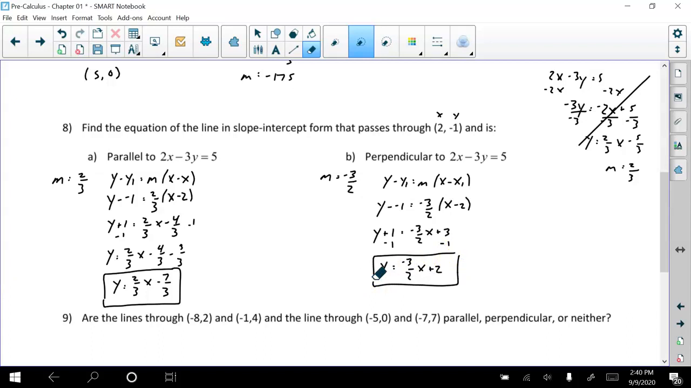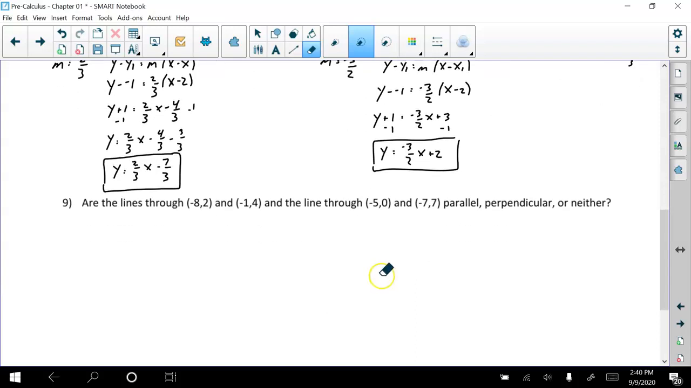Now to finish up, problem number 9, we have the lines through these 2 points and through these 2 points. Are they parallel, perpendicular, or neither? To determine that, we want to look at their slopes. M equals y2 minus y1 over x2 minus x1, 4 minus 2 over negative 1 minus negative 8. So you get 2 over 7. So our slope is 2/7.